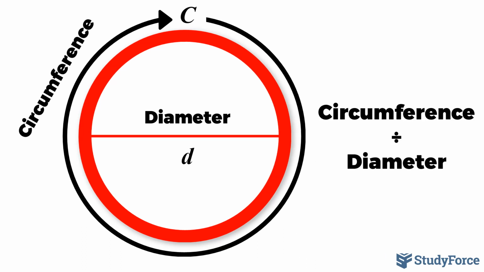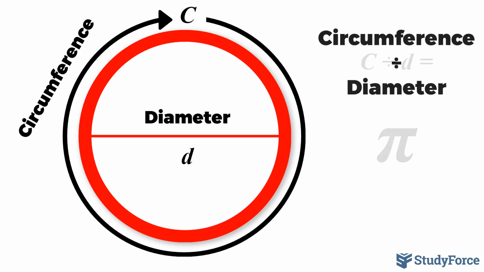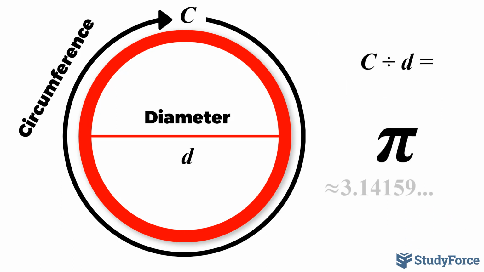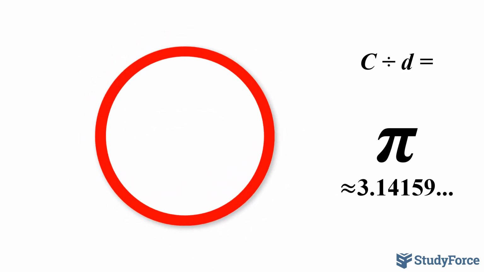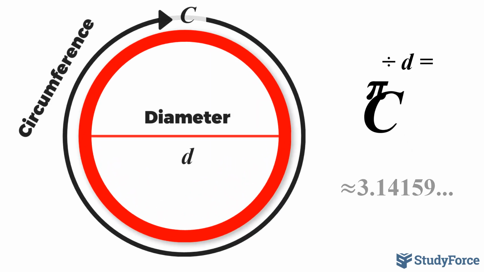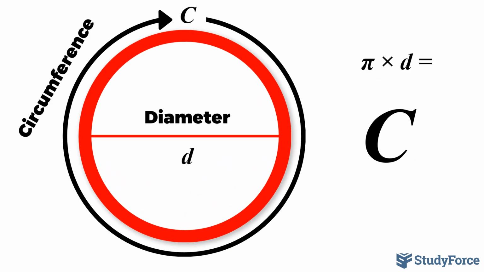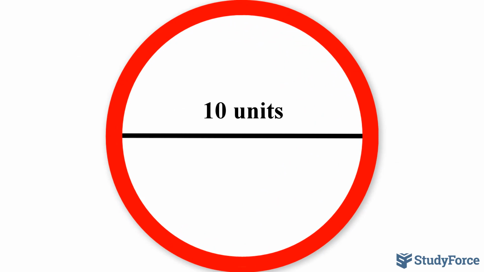Dividing the circumference by the length of the diameter produces a number we call pi, which is approximately equal to 3.14159. This is true for all circles, regardless of their size. When rearranging this formula, it is clear that the circumference of a circle also equals pi times its diameter. For example, if this circle had a diameter of 10 units, we could easily find its circumference by multiplying 10 by pi.